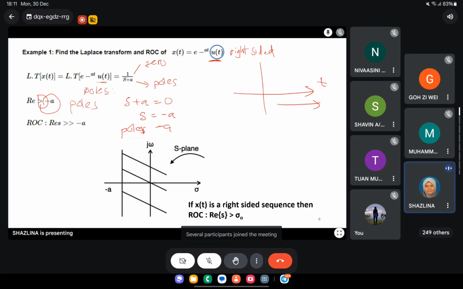So if you want to plot, this is the S-plane. This is your sigma and j omega. So let's say the pole is negative, right? So the pole has to be on the left side. So negative a, they put negative a here.